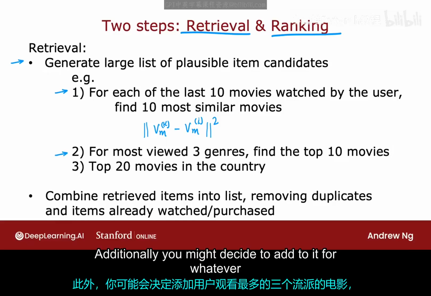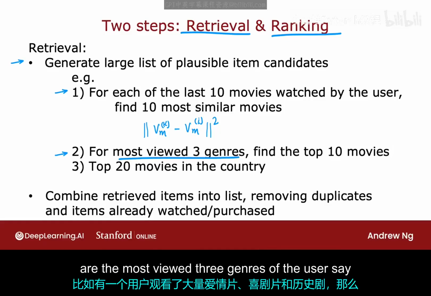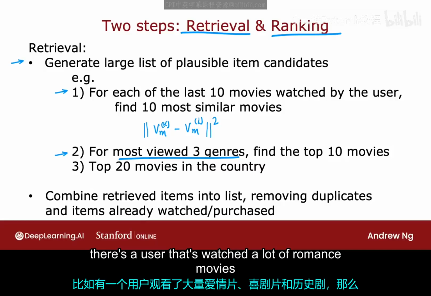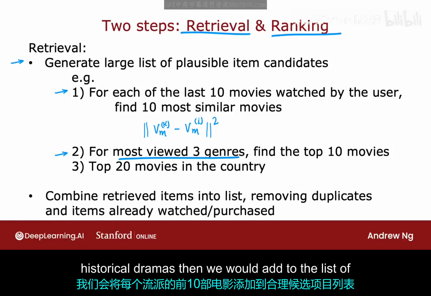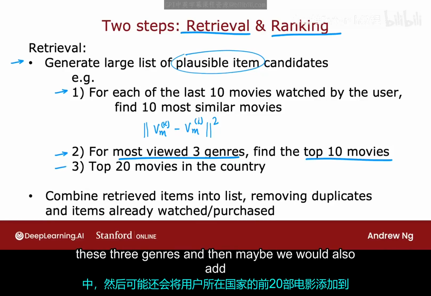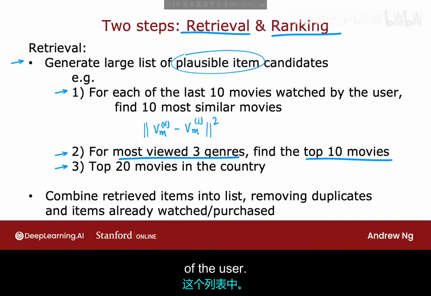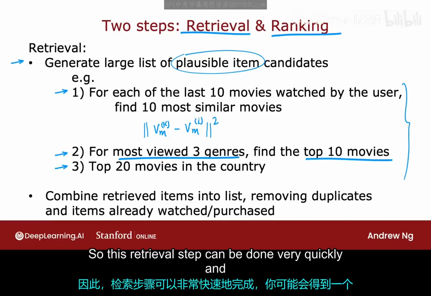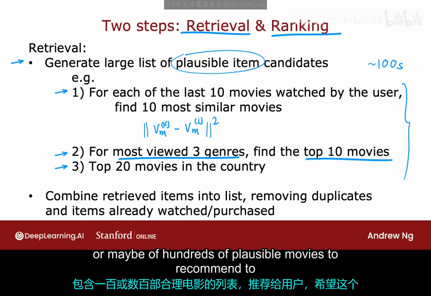Additionally, you might decide to add to it for whatever are the most viewed 3 genres of the user. Say there's a user that's watched a lot of romance movies and a lot of comedy movies and a lot of historical dramas. Then we would add to the list of plausible item candidates the top 10 movies in each of these 3 genres. And then maybe we would also add to this list the top 20 movies in the country of the user. So this retrieval step can be done very quickly, and you may end up with a list of 100 or maybe of hundreds of plausible movies to recommend to the user.